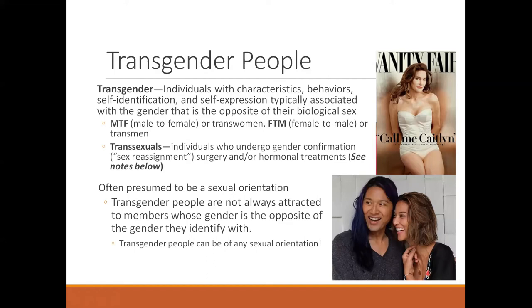So trans people can also identify as bisexual, like Caitlyn Jenner. And for Angie and Joey, they're in a committed relationship with another woman. Because people presume that if you identify as a trans woman, you would want to be with a man, or if one identifies as a trans man, they would want to be with a woman. And this leads to the perpetuation of heteronormativity, even in the trans community.